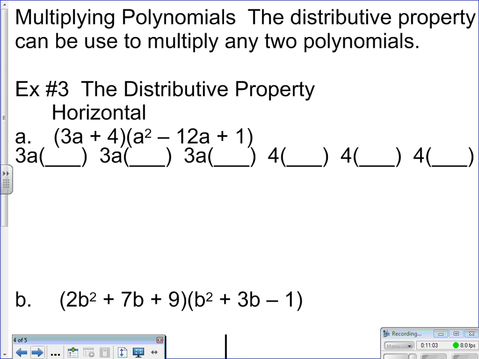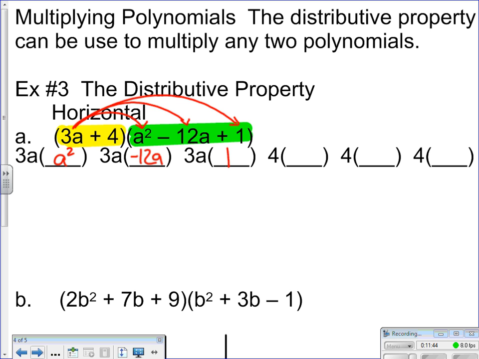All right, not all of the time will you be multiplying a binomial and another binomial. Sometimes we get bigger. We're going to have to multiply a binomial, that's 3a plus 4, times a trinomial. That's going to have 3 terms. But the same principle of distributive property applies. You're going to take 3a and times it by all 3 parts. So 3a times a squared, 3a times negative 12a, and then 3a times 1.